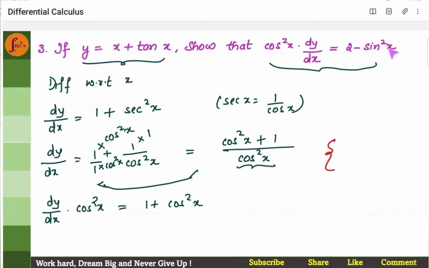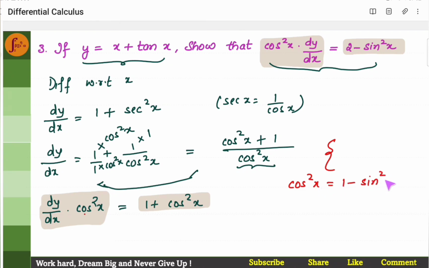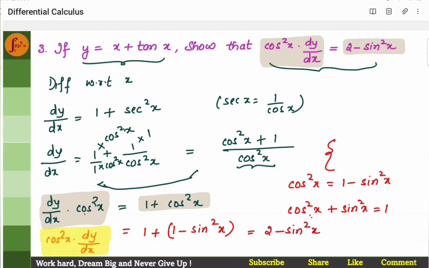Now, I need to get 2 minus sin square x. I got cos square x, I got this portion here. I need to get 2 minus sin square x, and I have 1 plus cos square x. What to do? There is a trigonometric formula. What is it? Cos square x is equal to 1 minus sin square x. How? Cos square x plus sin square x is equal to 1. So what will be cos square x? Cos square x is 1 minus sin square x. So instead of cos square x, I'll write 1 minus sin square x. So what is this? 1 plus 1 is 2, 2 minus sin square x. So cos square x dy by dx is equal to 2 minus sin square x. Hence, proved.